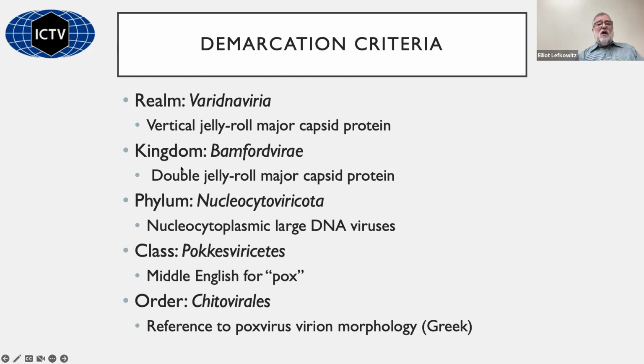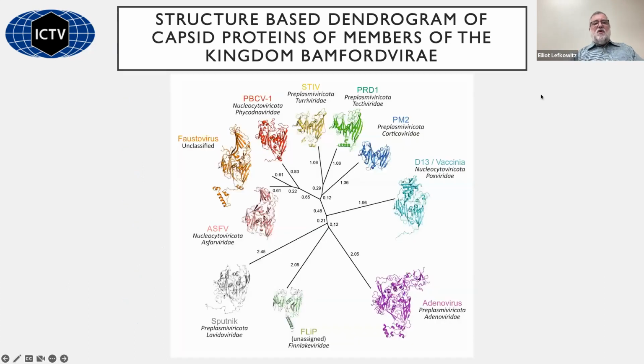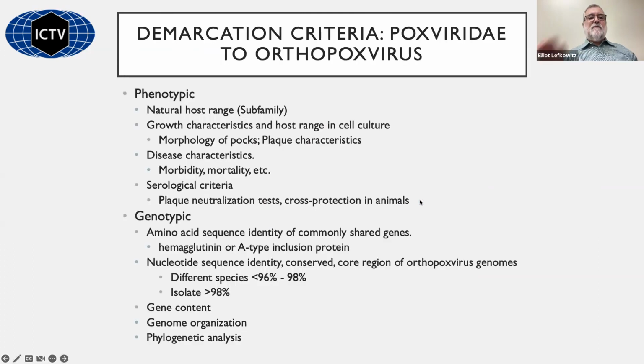At the kingdom level, you get a little bit more specific in terms of that structure, a double jelly roll major capsid protein. At the phylum level, then there are other features here. You can look at the structural features that you see here, and you can see conservation between all of these different families of viruses and some of the pox viruses here that are used to classify them.